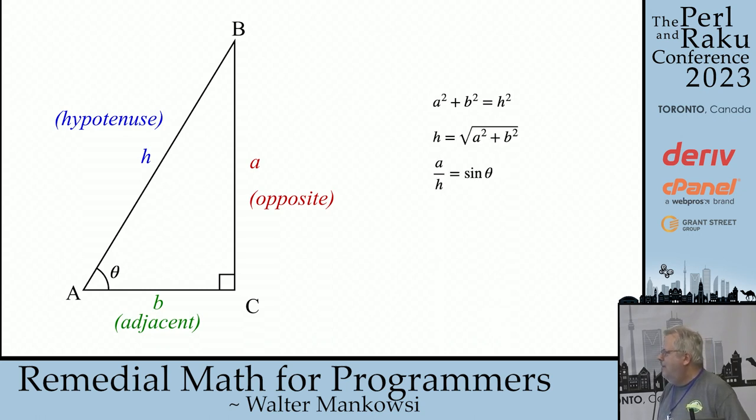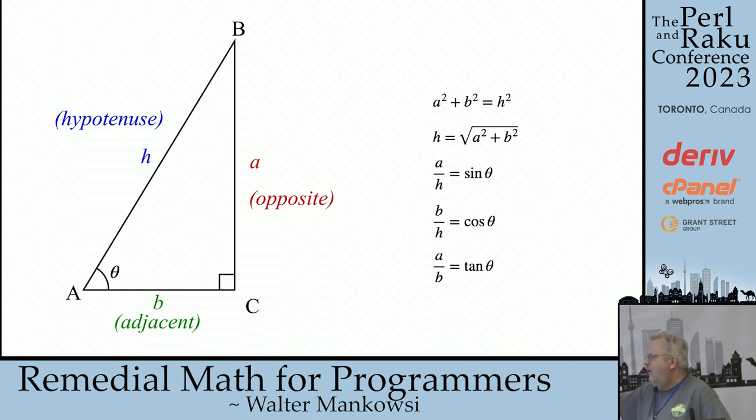So sine is the ratio of the length of the opposite side to the hypotenuse. That's sine. Cosine is the adjacent side to the hypotenuse. And then tangent is opposite to adjacent. And you remember this, I learned this in high school, SOHCAHTOA is a way to remember this.